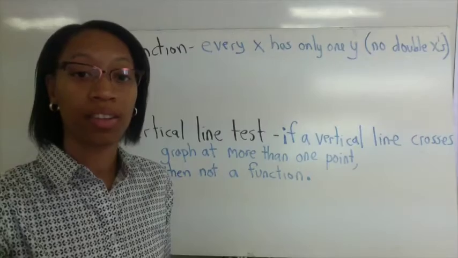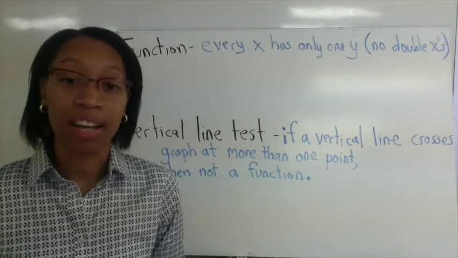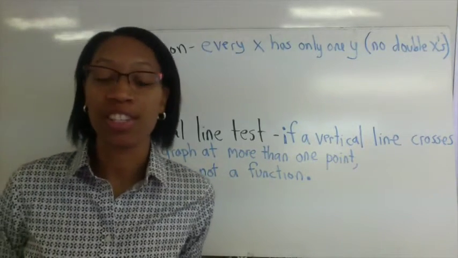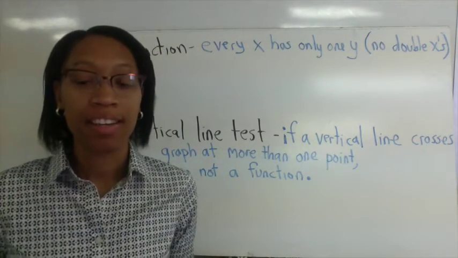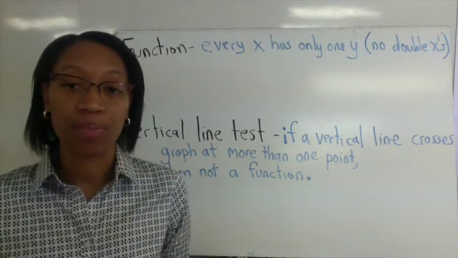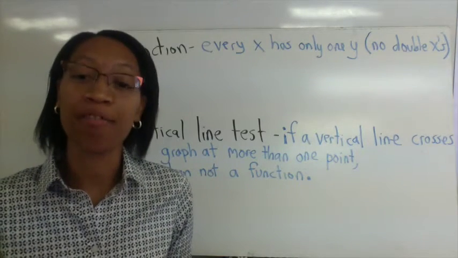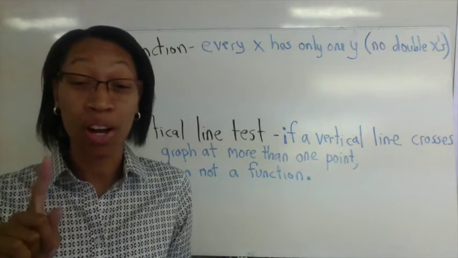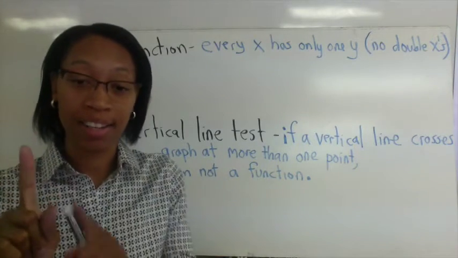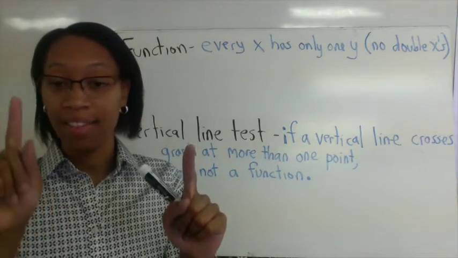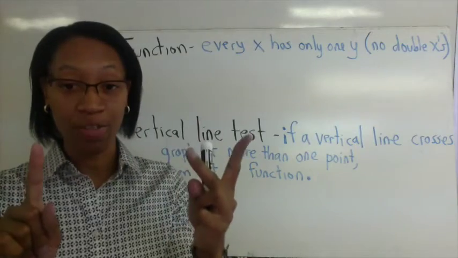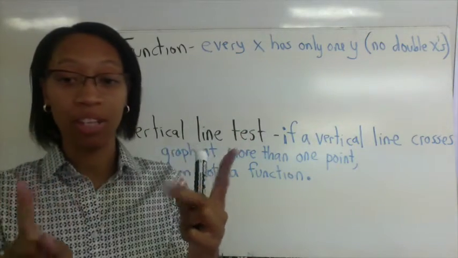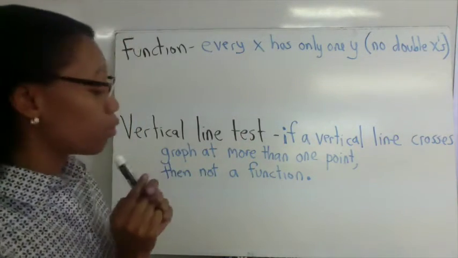Okay, so now that we have relation defined, some relations are functions and some of them are not. So how can you tell if it's a function? If it's a function, then every x has only one y. Every x goes to a y. The same x can't go to two different y's. It can only go to one y. So there are no double x's.